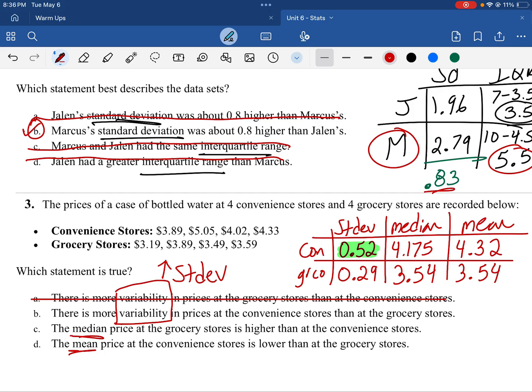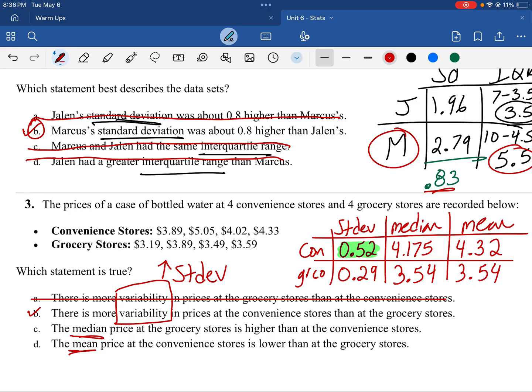B says there is more variability in the prices at the convenience store than the grocery store. Well, the convenience store prices are kind of all over the place, and they have a higher standard deviation. So technically that's true. B might be our answer. Let's see if there's a better answer, though.